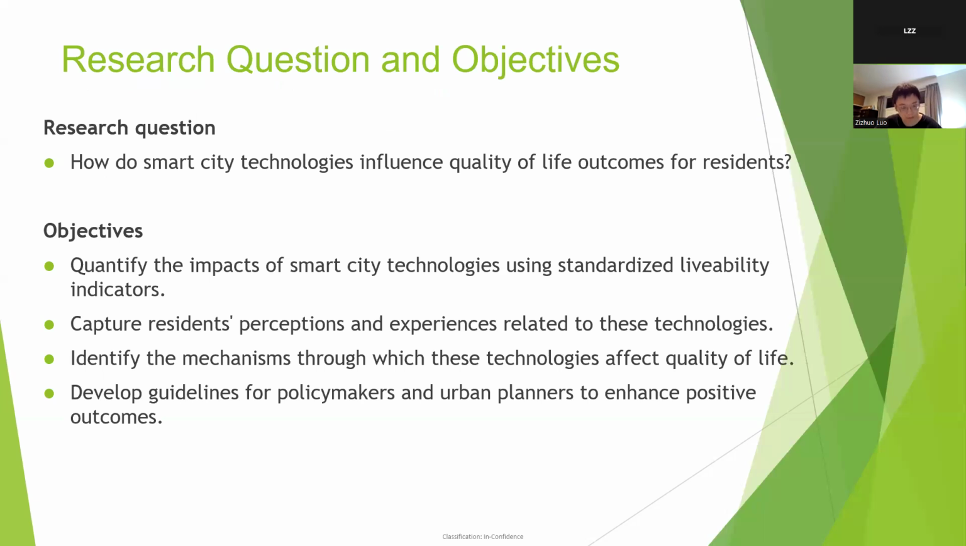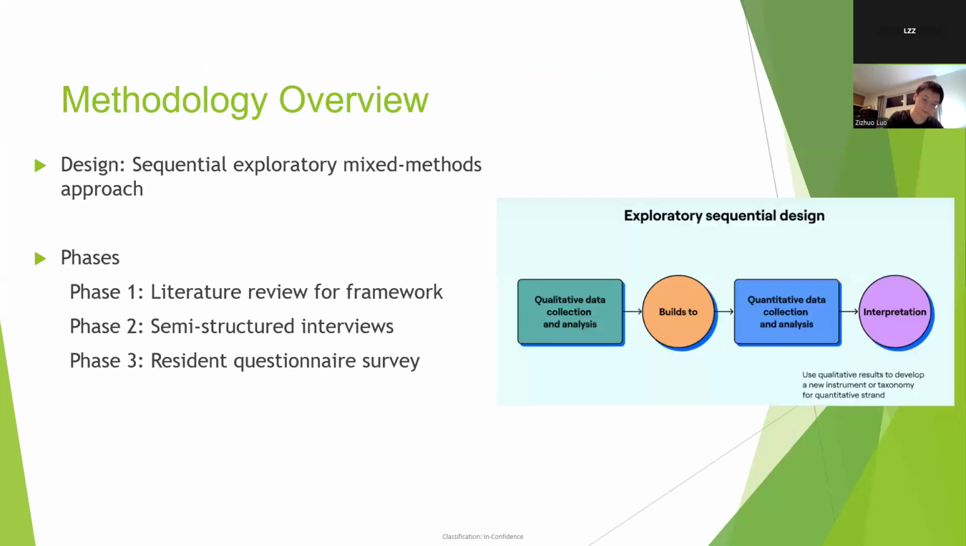Here is my research question. How do smart city technologies influence quality of life outcomes for residents? And my research pursues the following objectives. The first one is to quantify the impacts of smart city technologies using standardized livability indicators. The second one is to capture residents' perceptions and experiences related to these technologies. The third one is to identify the mechanisms through which these technologies affect quality of life. And the last one is to develop guidelines for policymakers and urban planners to enhance positive outcomes.